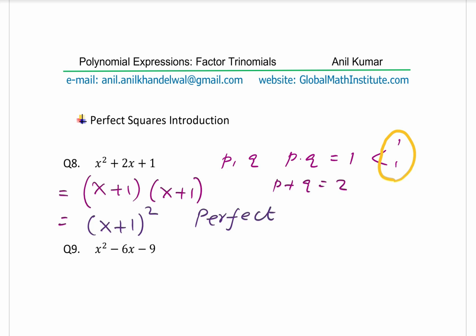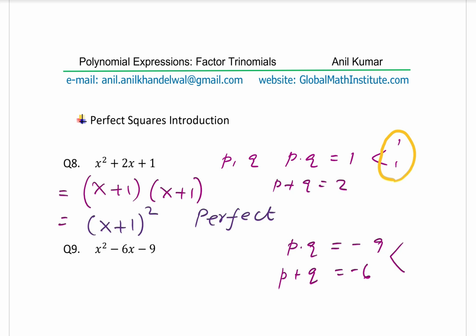So when you see that both the numbers which are p and q are exactly the same, we land up with perfect squares. Next one here is x squared minus 6x minus 9. In this case, again, let's see what is the product and what is the sum. The product should be -9. Sum should be -6, right? That is p plus q should be -6. The two numbers could be what? 3 and 3, right? So if I write, well, one of them has to be negative, the other one has to be positive, so this won't work.